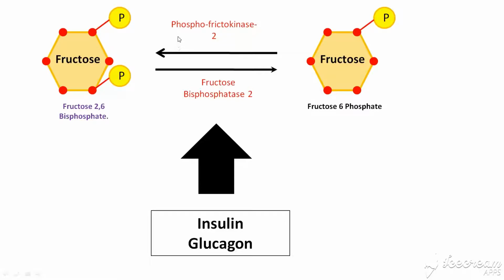So what influences phosphofructokinase 2 and fructose bisphosphatase 2 to either increase or decrease the levels of fructose 2,6-bisphosphate in the cell? And the answer to that is going to be insulin and glucagon. So insulin and glucagon can affect the activity of these two enzymes, and this is going to, in turn, affect the levels of fructose 2,6-bisphosphate that are going to influence the process of either glycolysis or gluconeogenesis.